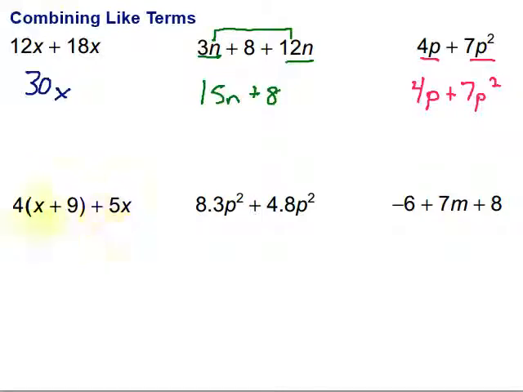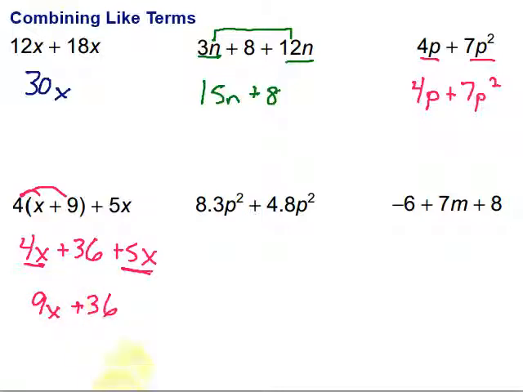Alright, how about a situation like this? Well, first thing we want to do is use the distributive property. We'll take that 4, multiply it through there. So in this case, we would get 4x, and then 4 times 9, so 4 times 9 is 36, and then plus that 5x. Now we look for those like terms. So let's see, we've got 4x is here, 5x is there. The 36 doesn't have a variable, so that's just got to come along for the ride. We'll combine the 4x and the 5x to have 9x plus 36. And that's all we can combine. Those are our like terms in that case.